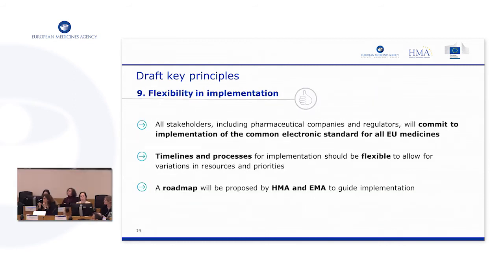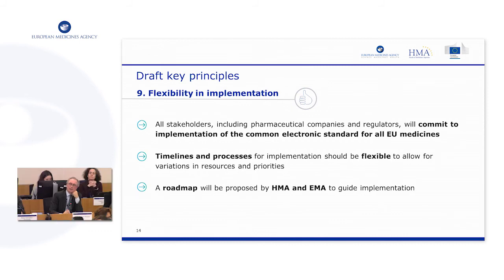Okay, good. Flexibility. So flexibility implementation is what we believe can be necessary and is one of the key elements to successfully progress on electronic product information. And I think the idea is that the essential prerequisite, and we come again to the same point, is that all stakeholders, companies, and regulators commit to implement the common electronic standards for all medicines. After that, we propose to have flexibility in terms of timelines and also processes.